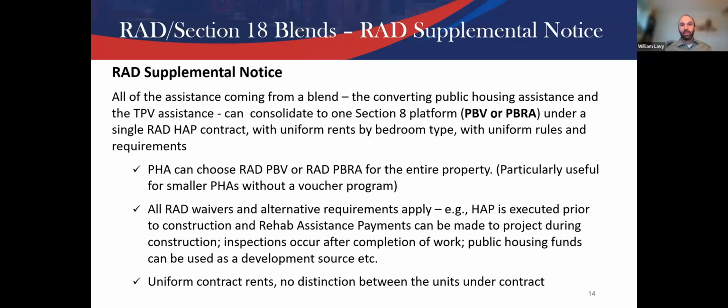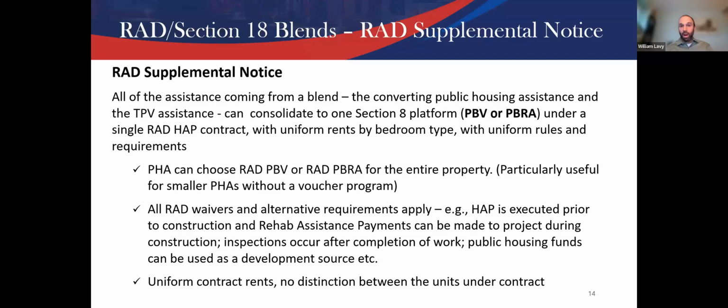which means that all of the assistance coming from a blend, both the public housing assistance that's converting and the tenant protection voucher assistance, can be consolidated onto one Section 8 platform, project-based voucher or project-based rental assistance, under a single RAD HAP contract with uniform rents, uniform rules, etc. So PHAs can choose to put all of the contract under a RAD project-based voucher contract or a RAD project-based rental assistance contract. This is going to be particularly useful for smaller PHAs that don't have a voucher program in the first place.